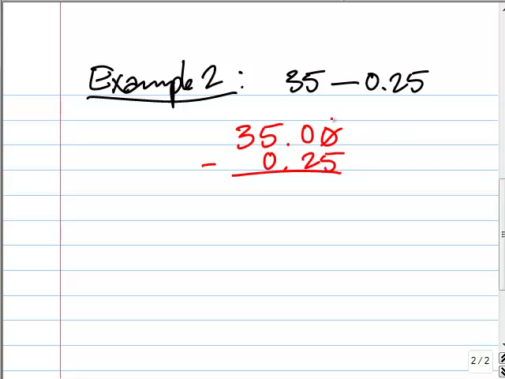And we see that we need to borrow. There's nothing here, so we need to borrow from the 5. So borrow 5, we get 10, and we borrowed one of those to get 10 over here, so that's 9. 10 minus 5 is 5. 9 minus 2 is 7. 4 minus 0 is 4, and then 3 is 3. So our final result here is 34 and 75 hundredths.